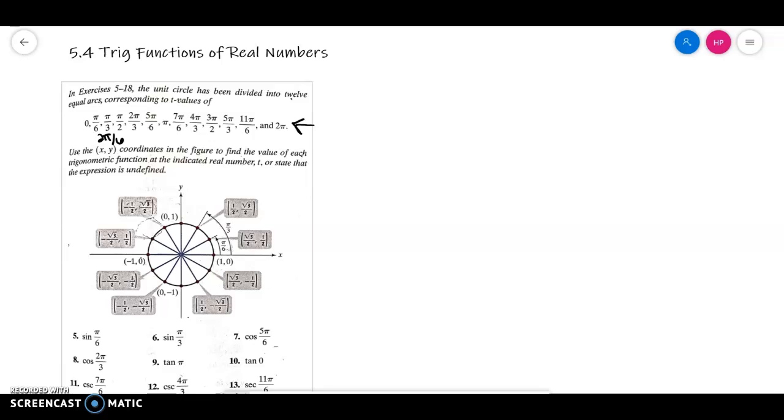So using the xy coordinates, and they gave us the coordinates for all of these points already, we can see which ones are positive, which ones are negative as we work through. And then it's remembering that it is the cosine of the angle for the x-coordinate and the sine of the angle for the y-coordinate. So whichever one you're asked to find, that's just telling you where you're looking for x, y.